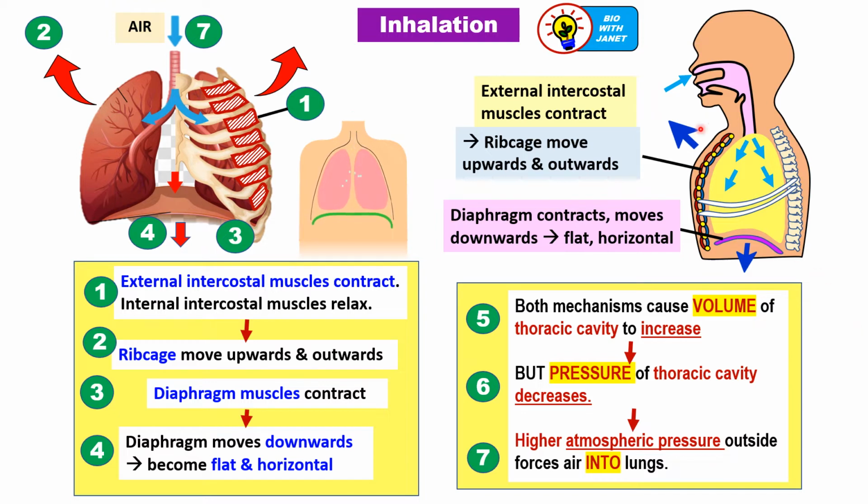Okay? Now, for the side view, we can see here the two sets of muscles, external intercostal muscles represented by the red color strips, and then the internal intercostal muscles are inside. They are represented by the blue structures here. Okay, so external intercostal muscles contract, the ribcage moves upwards and outwards. Diaphragm muscles contract and make the diaphragm move downwards to become flat and horizontal. This increases the volume of the thoracic cavity, but the air pressure in the thoracic cavity decreases and becomes less than the atmospheric pressure outside. Thus, higher atmospheric pressure outside forces the air into the lungs, and that's inhalation. Okay, the process is called inhalation.